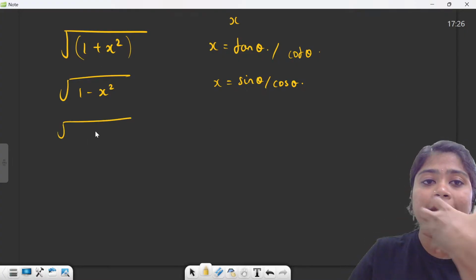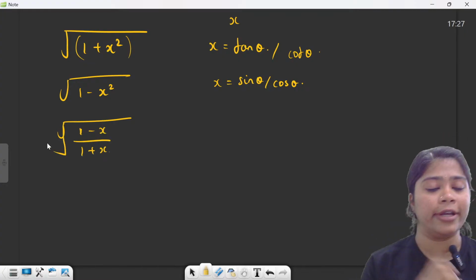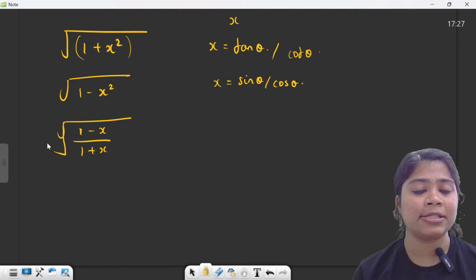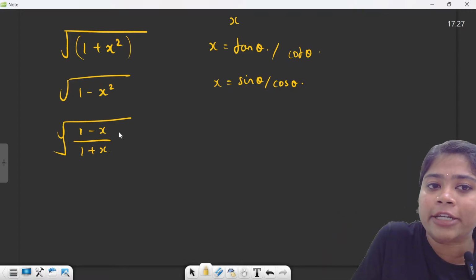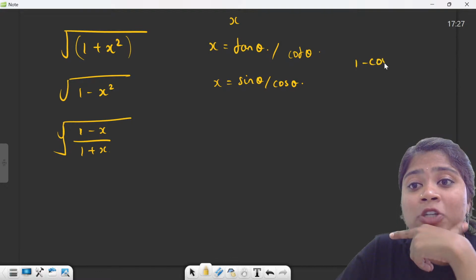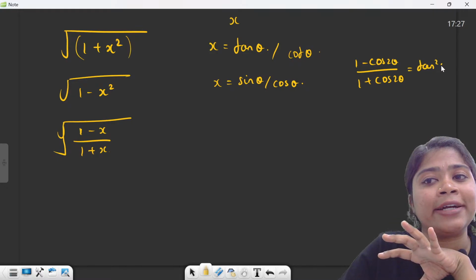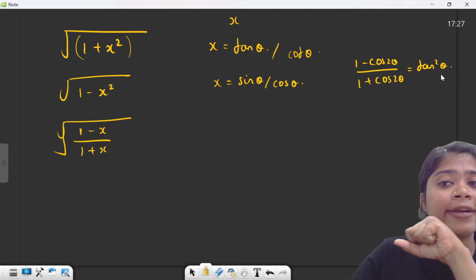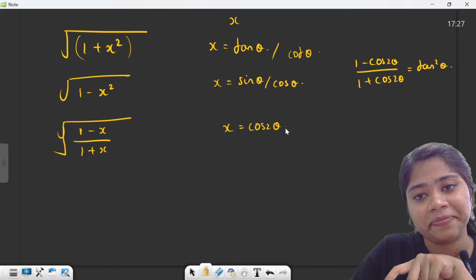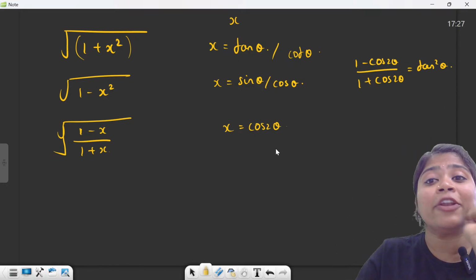Then whenever you have 1 minus x divided by 1 plus x, what can be done here guys? I want this to be in terms of squares. So what formula do I have in trigonometry? 1 minus cos 2 theta divided by 1 plus cos 2 theta. What is this? This is tan square theta, no? So we have a square term. When I replace x with cos 2 theta, I can write this as tan square theta. Exactly, yes, so we can use that.